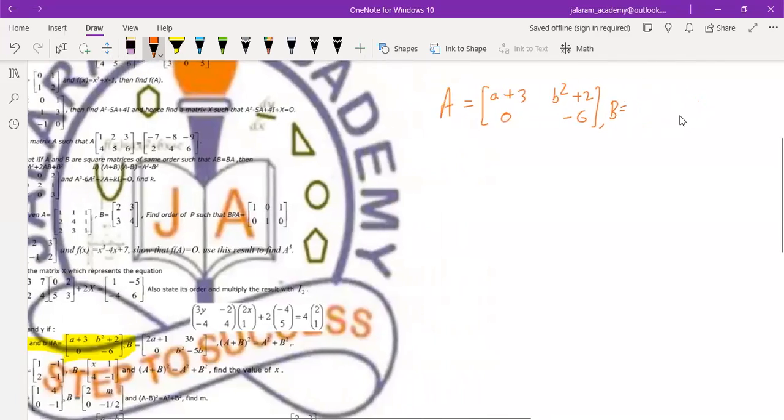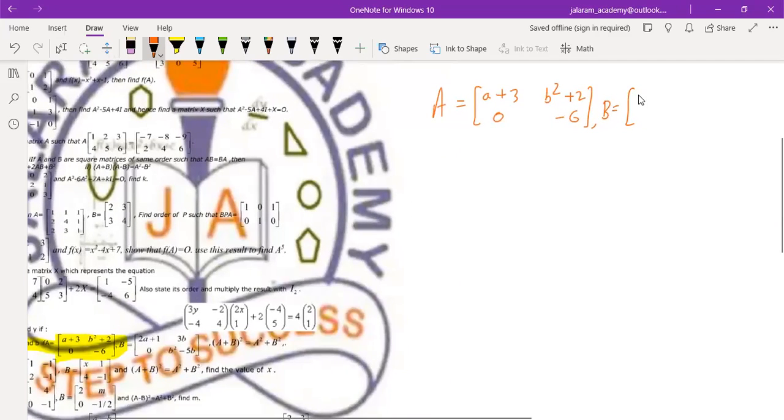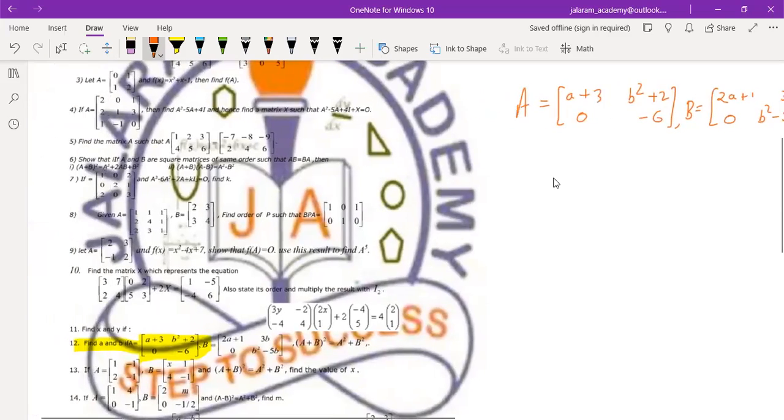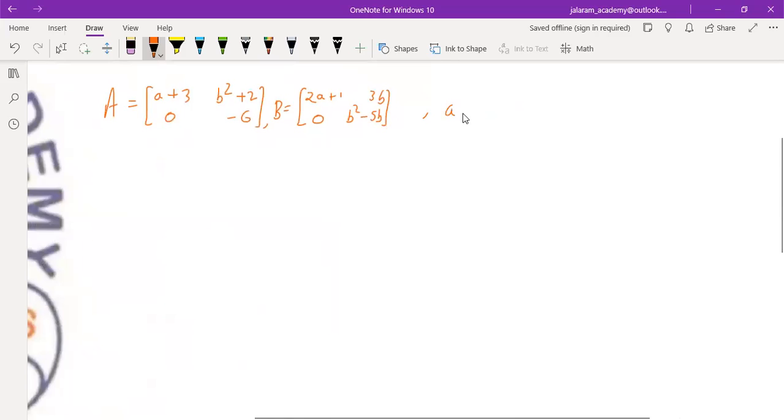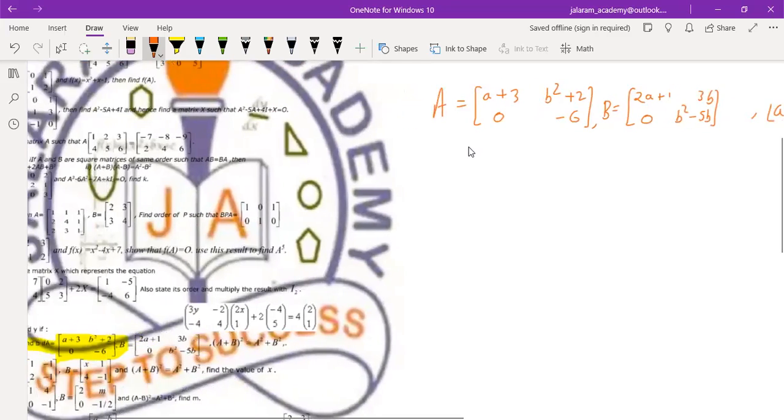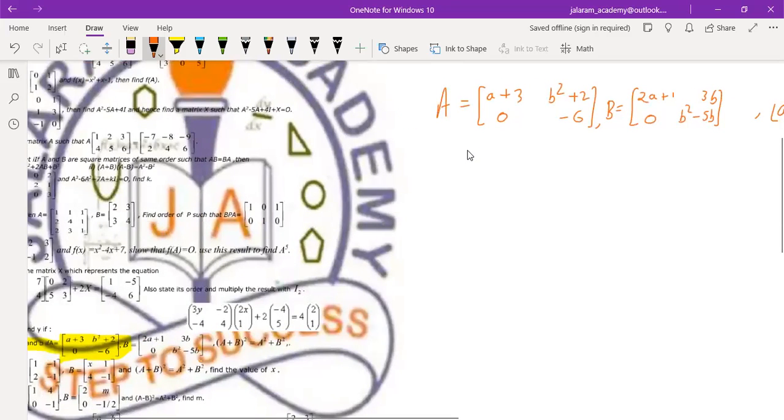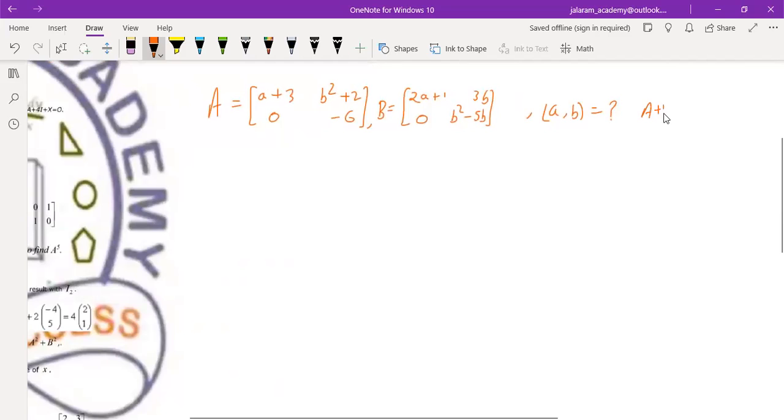B equals to 2A plus 1, 3B, 0, B square minus 5B. And find A and B. What are the values of A and B, being given that A plus B whole square equals to A square plus B square.